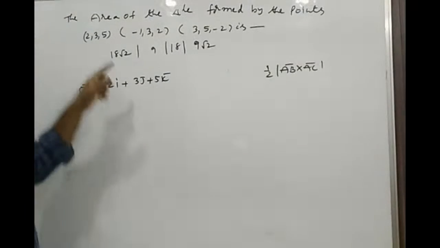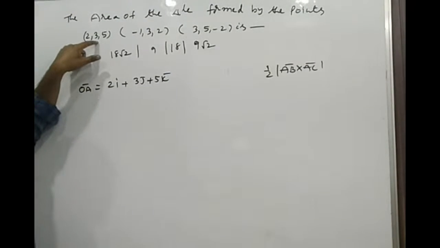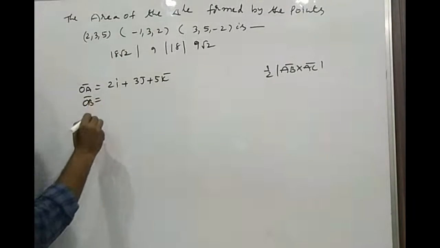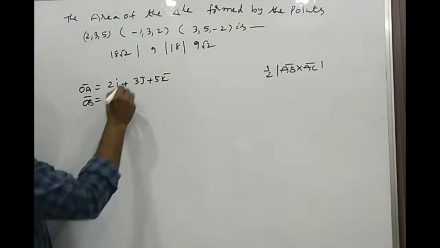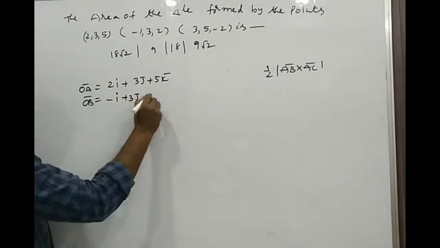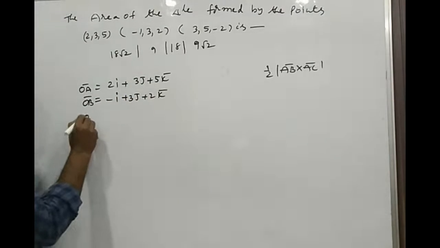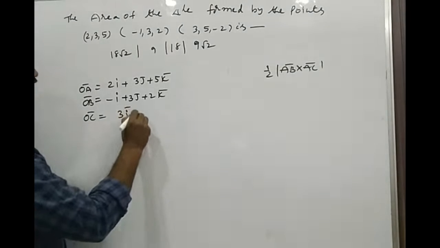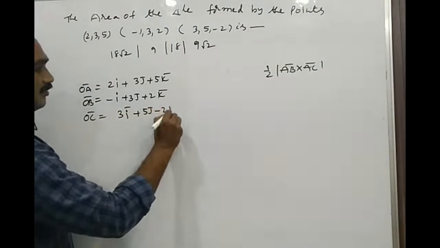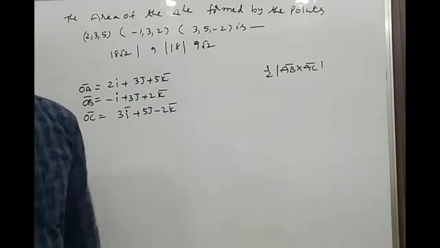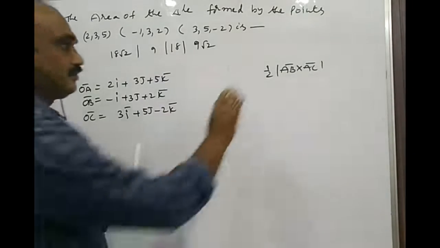Okay, friends, OA bar is 2i bar plus 3j bar plus 5k bar. Next, second vector, OB bar is equal to minus i bar plus 3j bar plus 2k bar. Next, OC bar is equal to 3i bar plus 5j bar minus 2k bar. Okay, friends, OA bar, OB bar, OC bar.